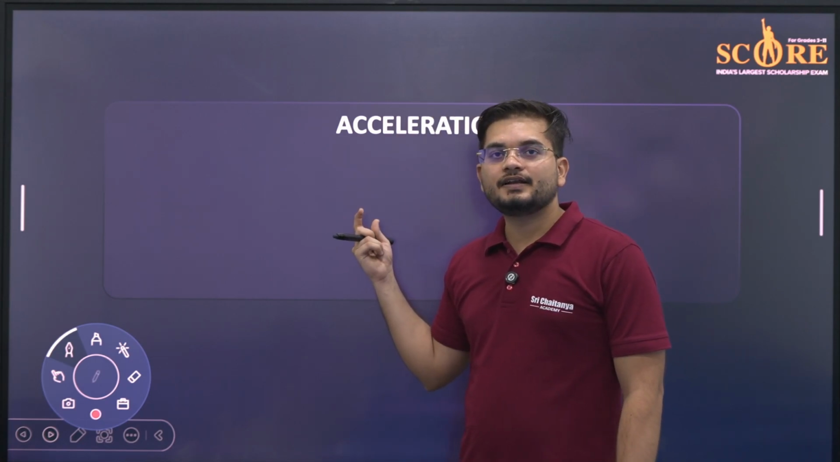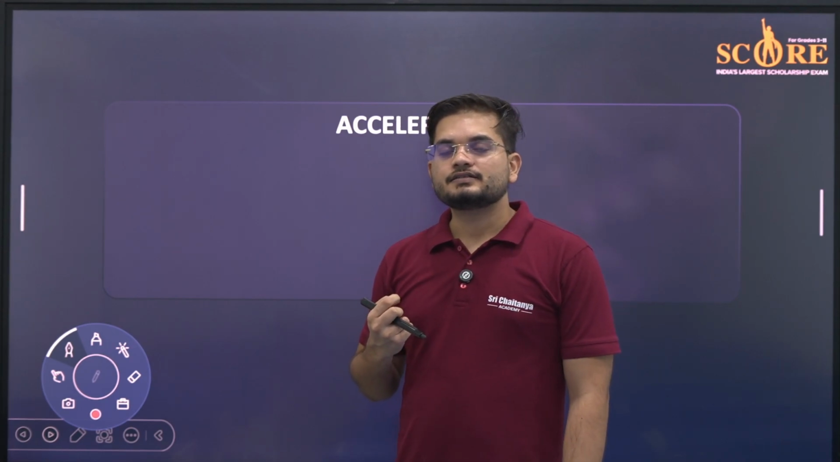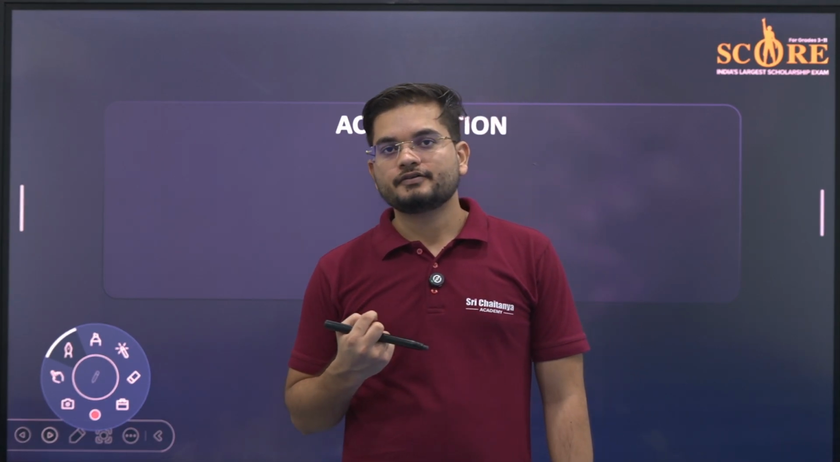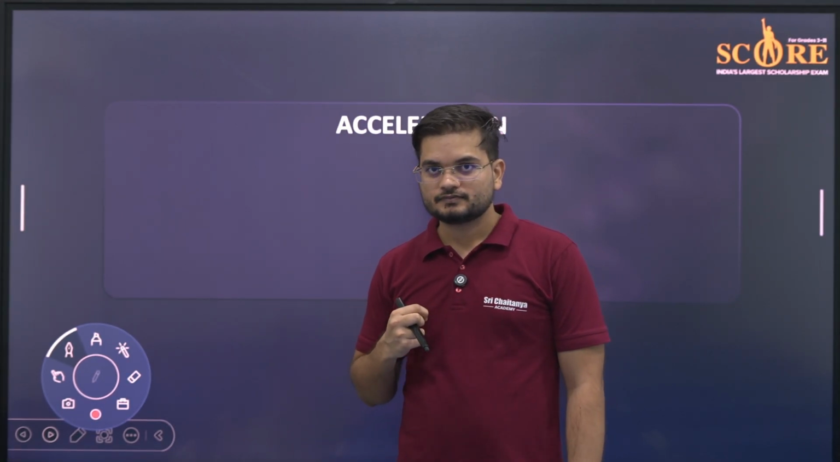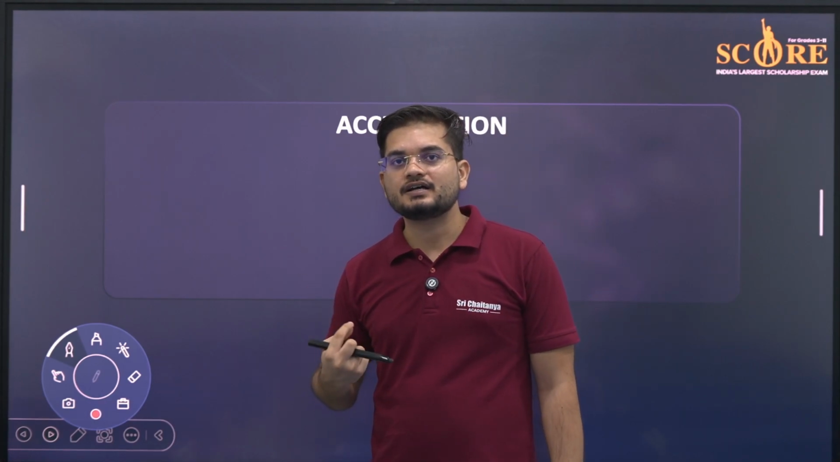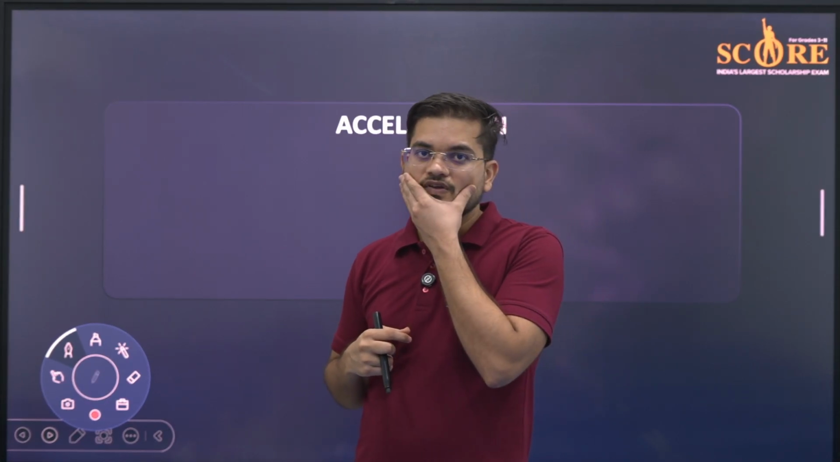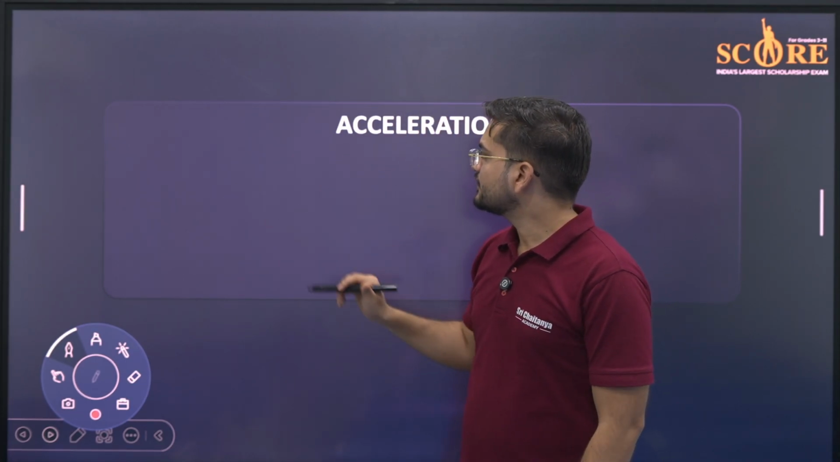The next quantity is acceleration. Acceleration is the rate of change of velocity vector with respect to time. At what rate is velocity changing with time? What will we call it? We will call it the acceleration vector. Clear?